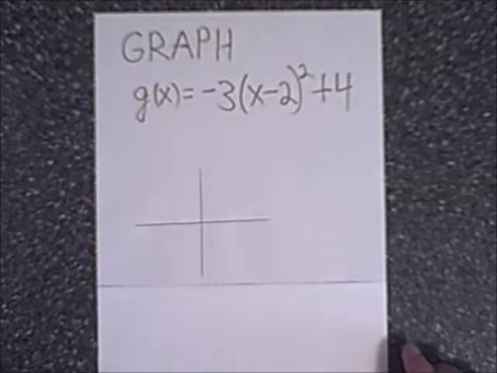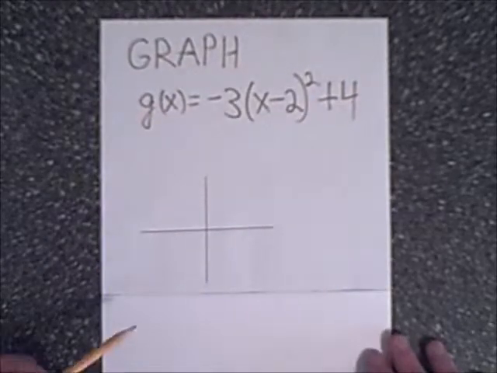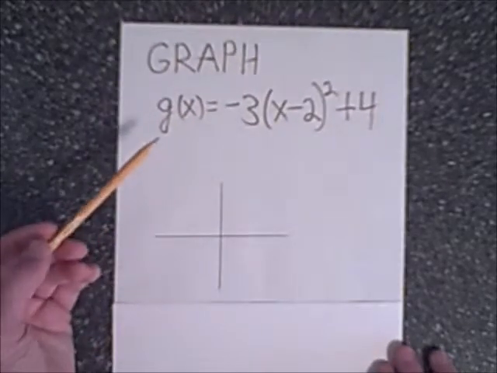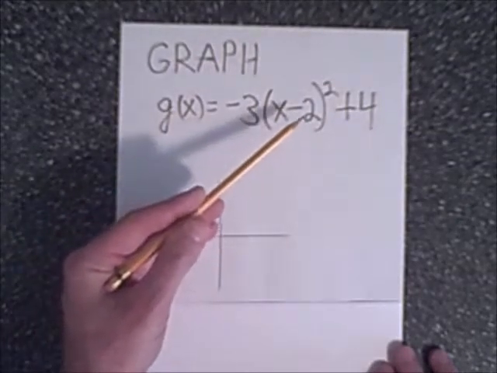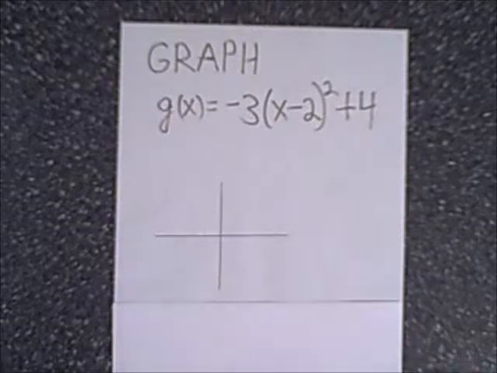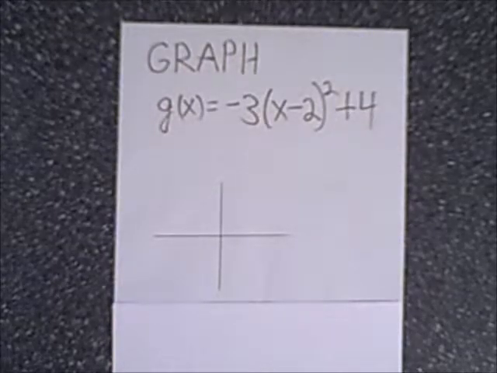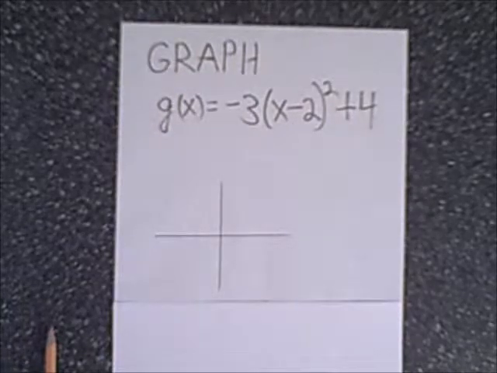The second illustration is a little more complex. We have the function g of x, which is equal to negative 3 times the quantity x minus 2 squared plus 4. And again, you could plot some points. That's one approach to take. Or in this case, what I like to do is use the method of finding the parent function and then transforming it and translating it.